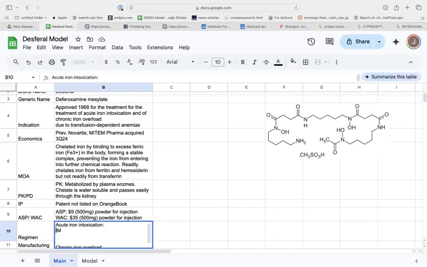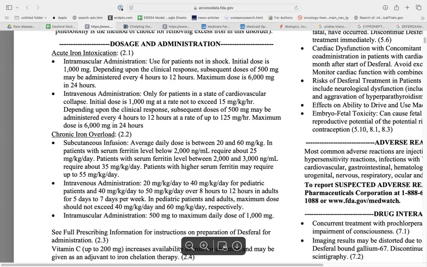So there are two ways to administer this: intramuscularly or intravenously. Intravenous gets systemic exposure faster than intramuscular, which is probably why they ask you to administer intravenously for patients who are in a more critical state.